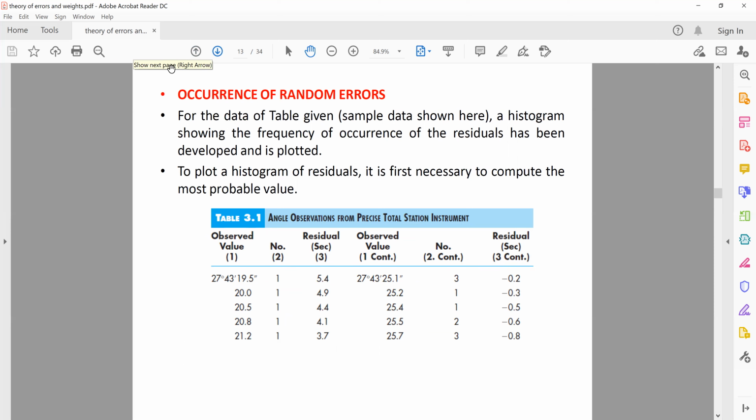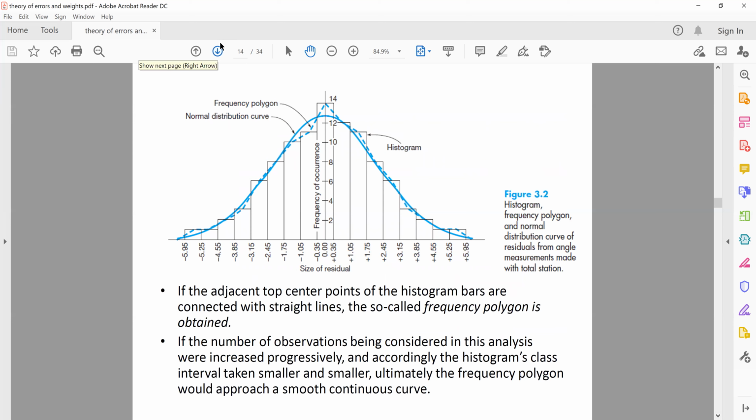So once we have these residuals, what can we do with that data? Let's say you have an angle observation and you have 10 observations, or more than that. If you see this table over here, in the first column you have the observed value, in the second column the number of observations, and in the third column the residual value. So if you take a number of observations and calculate residuals, you have data with multiple values, and I want to plot the frequency of occurrence of these residuals. Let's visualize this with the help of this histogram.